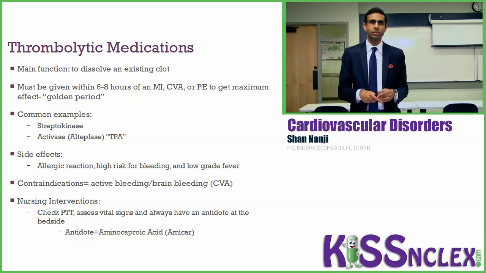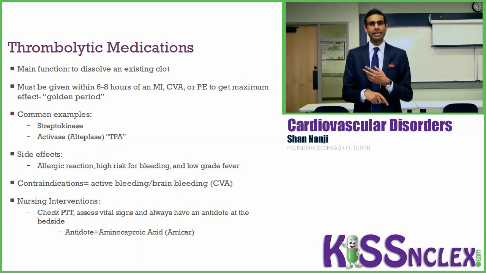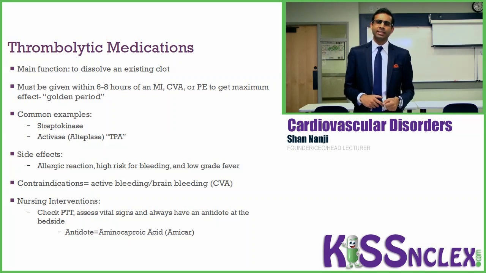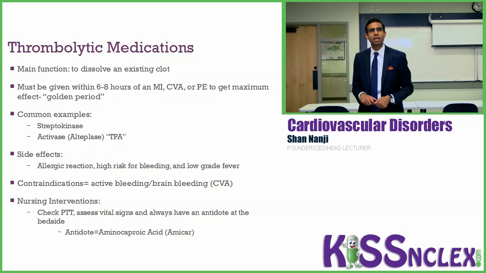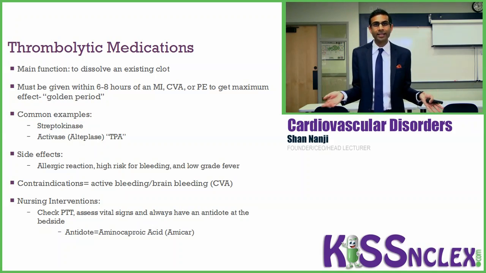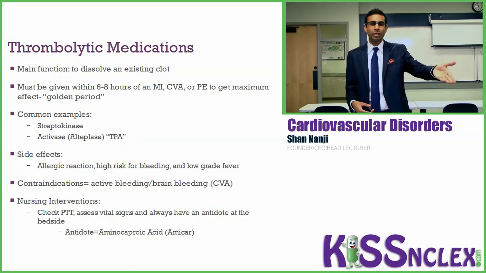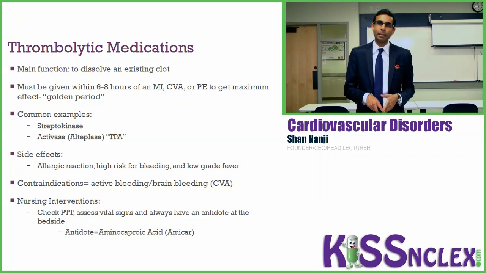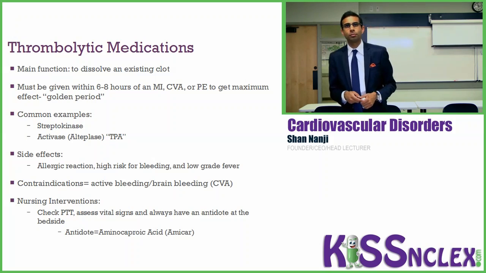Common examples are streptokinase and alteplase, aka TPA. Side effects, you've got to worry about allergic reactions here. And they're going to be at high risk of bleeding once again because you're breaking up these clots. If there was a clot preventing bleeding somewhere, you can disrupt that clot and get that blood flow going again and lead to bleeding. It also can cause low-grade fever. It's contraindicated in people who have active bleeding or brain bleeding. If they already have an active bleed, you don't want to disrupt the clot that might be forming, or has already formed.